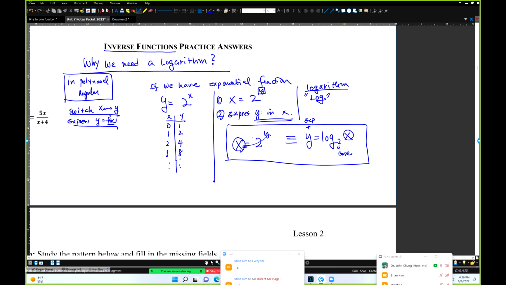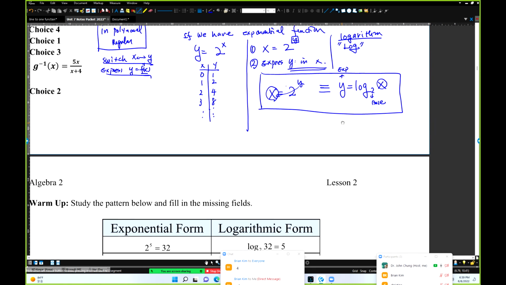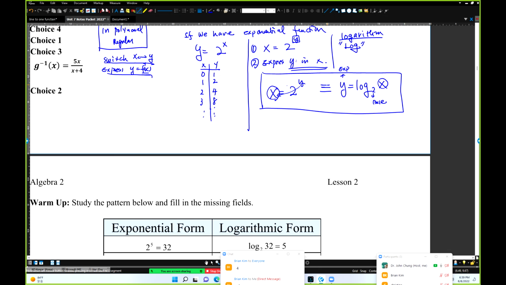Okay, that's the way we can find it. That is our definition, there's no other reason. This one is equivalent. This is the exponent form, and this is the logarithm form, or log form. Log expression, exponent expression.